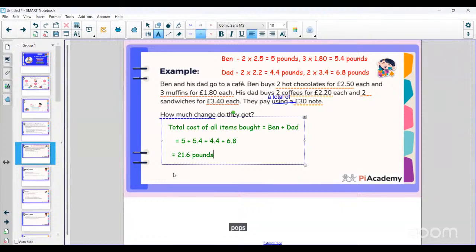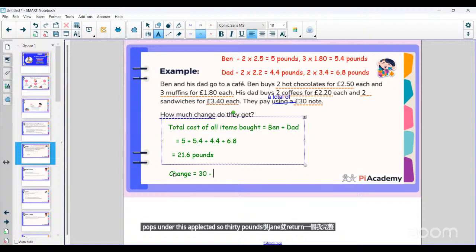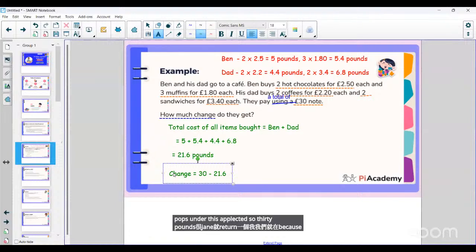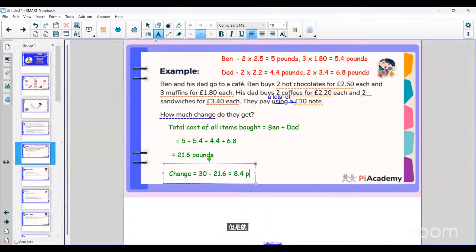And what if we subtract it from 30 pounds? So we would get the change. And the change would be 30 take away 21.6. How much is it? 9.4 or 8.4? It is 8.4 pounds. Kindly check if my answer is correct or I have made any mistake. It's correct, right? So the answer is 8.4 pounds. All right, so this was all about a multi-step word problem.